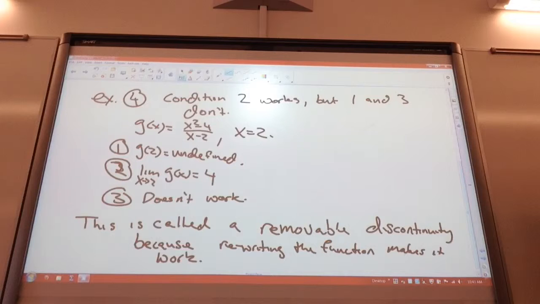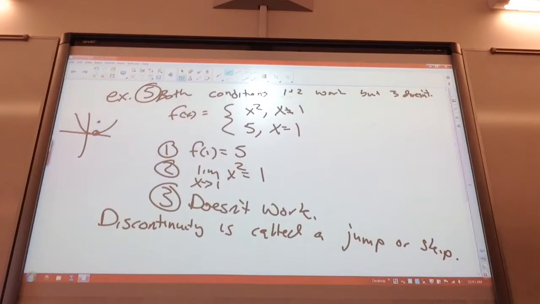We got one more case to look at for continuity. Okay. Next case. Both conditions 1 and 2 work, but the third one doesn't. Okay? This often happens with weird composite functions, like this one I have written up here, where you have some sort of skip or jump or spot in the graph that doesn't work. So here's an example of it.